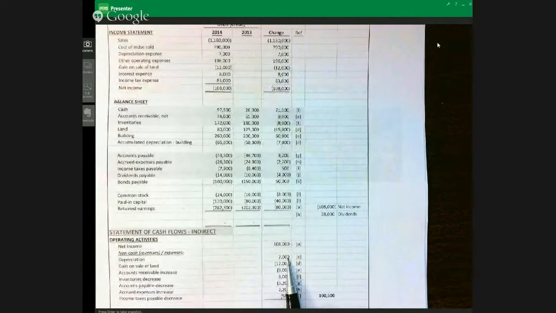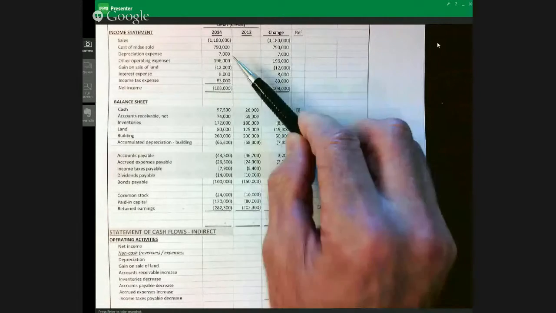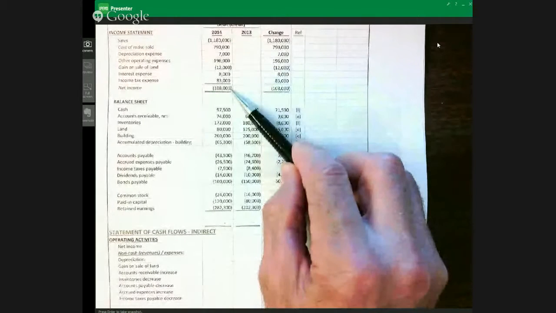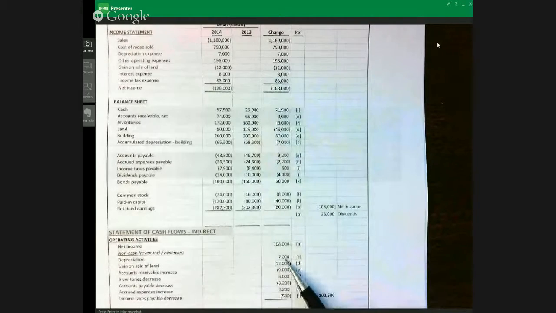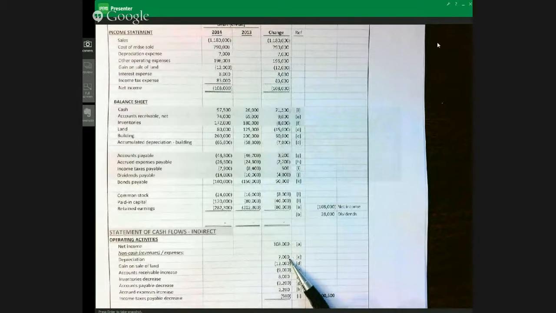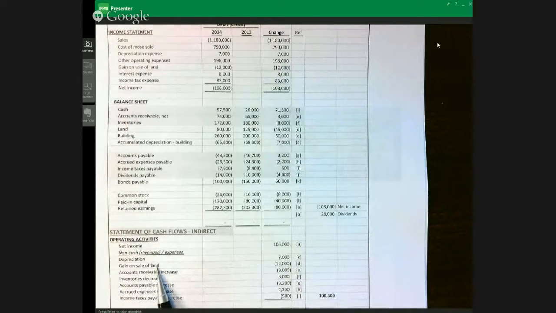Okay, got it? Depreciation is a non-cash expense that's in the income statement. It reduces net income, but does not reduce cash. So what we do is to adjust net income upward for any non-cash expenses. Let's move on to the gain on sale of land. The gain on the sale of land is an example of a non-cash revenue. Okay, so how does it work in this particular example?